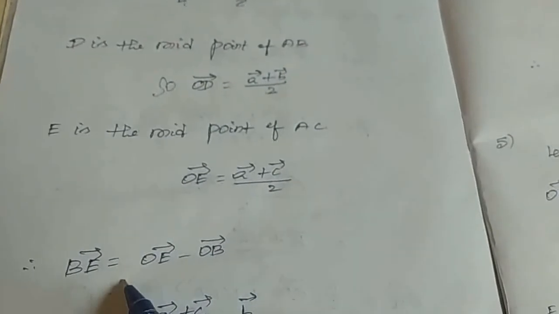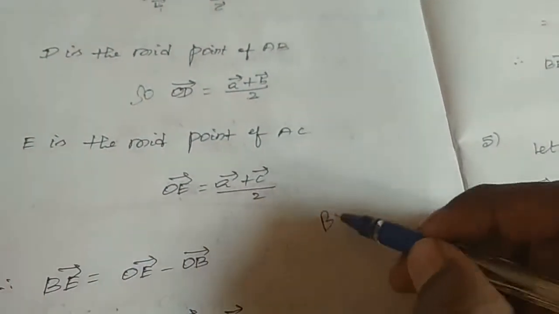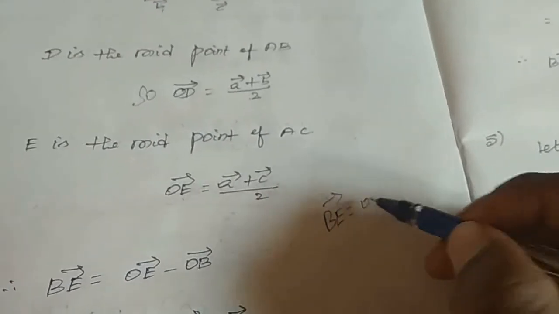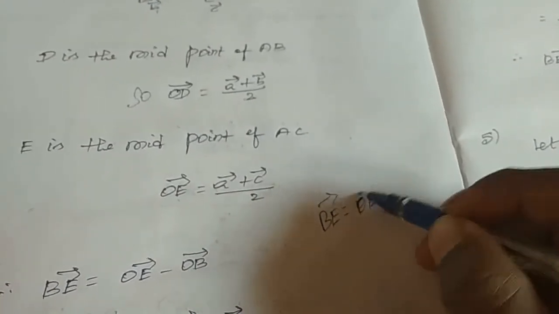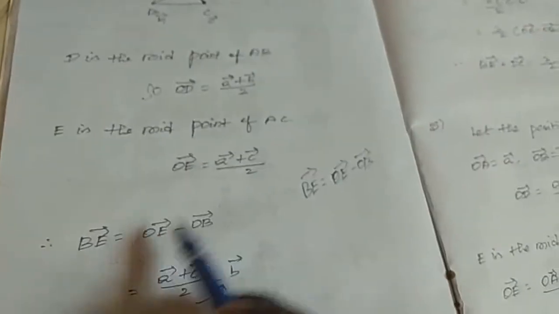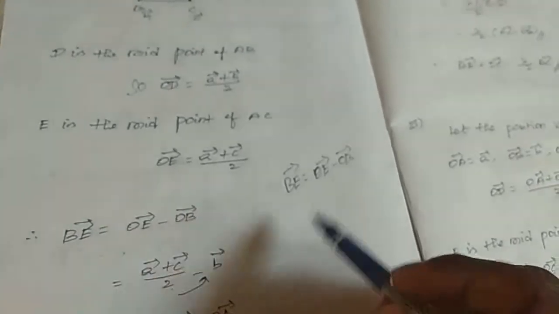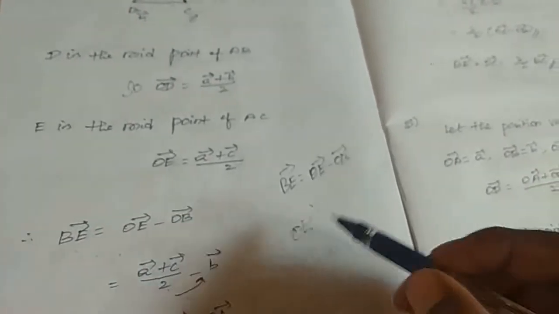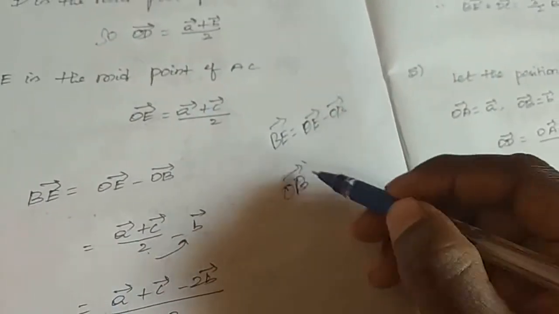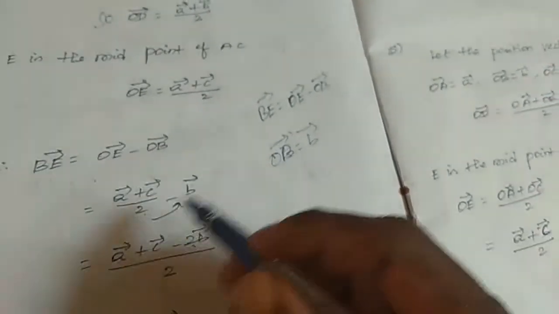Now BE vector equals position vector OE minus OB. What is the OE value? (a vector plus c vector) by 2 minus OB vector. OB means you take b vector, so 2 into b, that is 2b vector by 2.